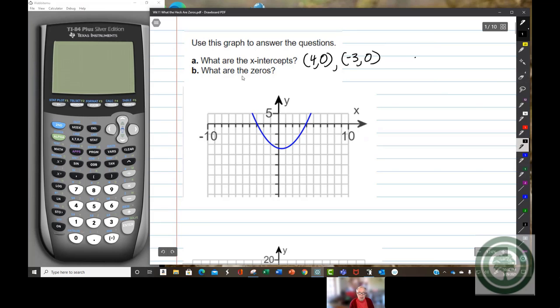Now, so what are the zeros? The zeros are 4 and -3. That's what zeros are. When the zeros are in the real number system, when they're actually on the x-axis, those are your zeros. They're the x-coordinates of the x-intercepts. It's not more difficult than that. It's just a new term to have to deal with.